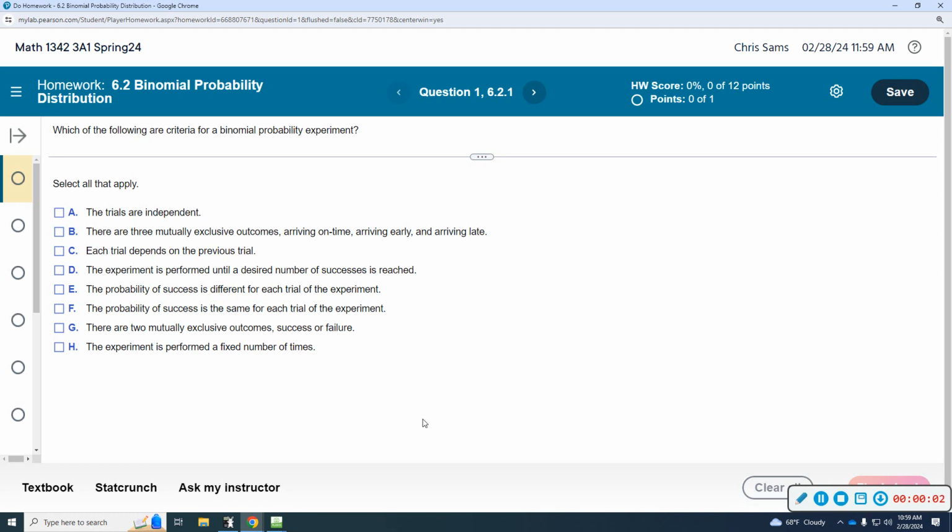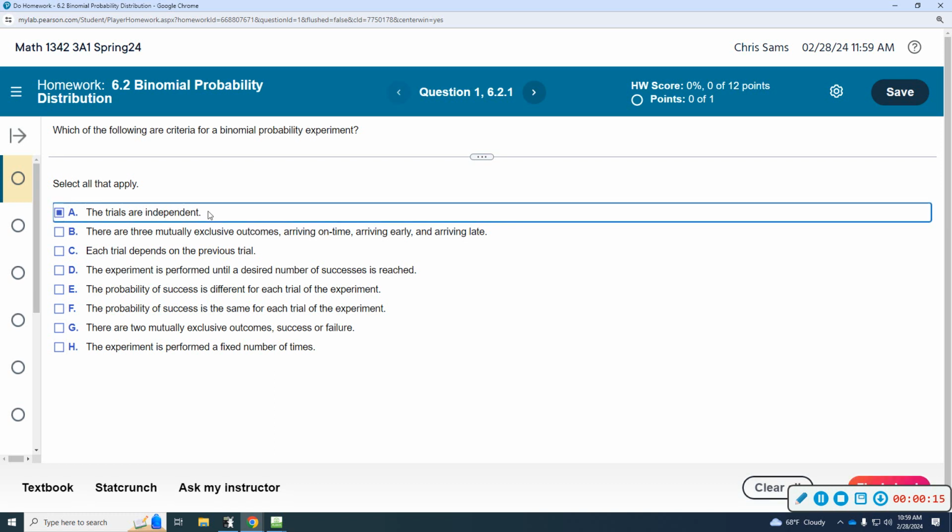All right, question number 1. We want to know which of the following are criteria for a binomial probability experiment. Okay, so we're going to select all that apply. The trials are independent. This is one of them from the properties in the text. There are 3 mutually exclusive outcomes, so that's not going to be true. We only need 2. Binomial, like a bicycle, 2 wheels.